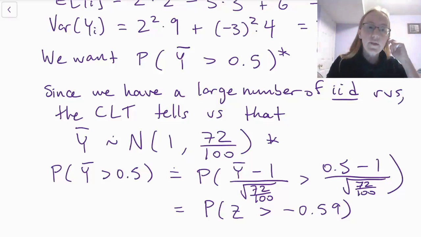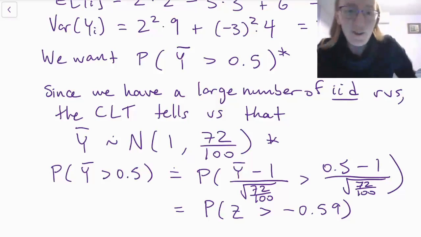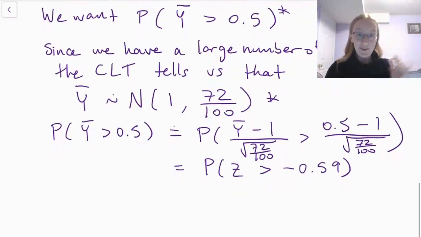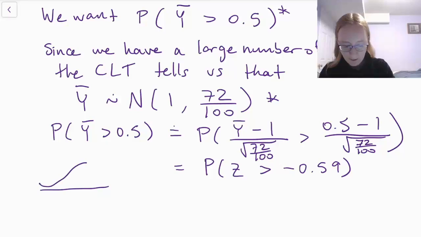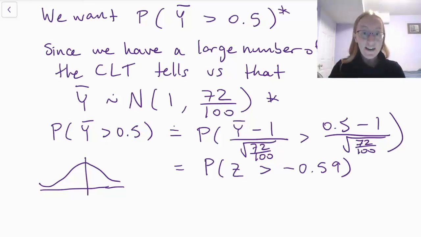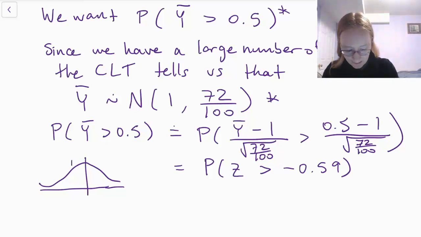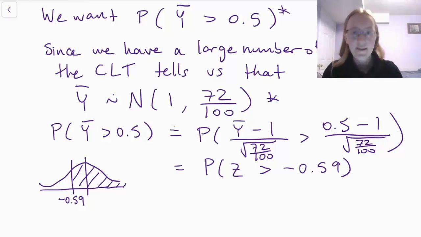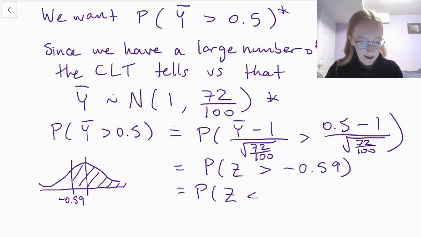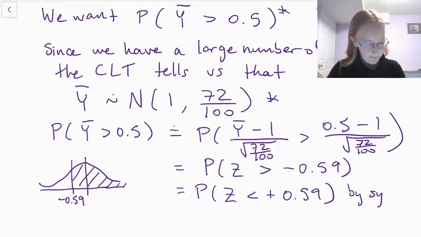And now here is where you would go look up that value in a normal table. Of course, what I would do instantly is just sketch myself a little normal curve. If that's 0, if we want the probability z is greater than negative 0.59, so here's negative 0.59, we want the probability it's greater than that. So that's just going to be equal to the probability that a standard normal is less than positive 0.59 by symmetry. And then you can look that value up in the normal table, and there you go.